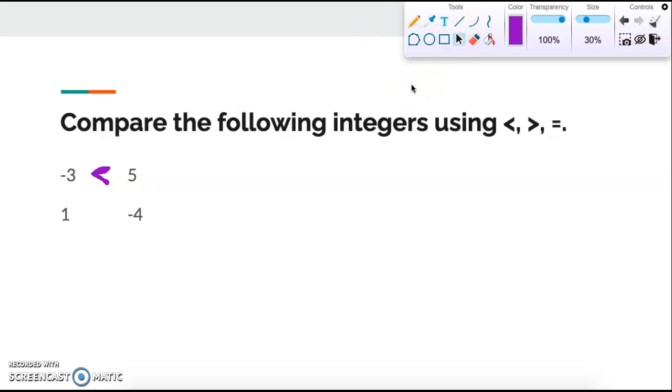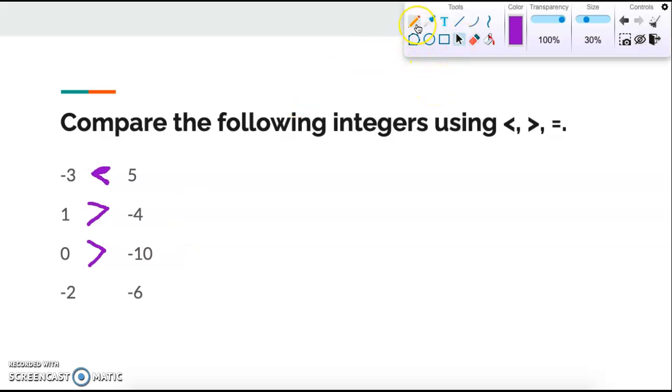Okay, 1 and -4. Again, a positive number is always greater than a negative number. So this one is going to be 1 is greater than -4. 0 and -10. Okay, so 0 is not positive or negative, but 0 is going to be further to the right on the number line than -10. So 0 is greater than -10.